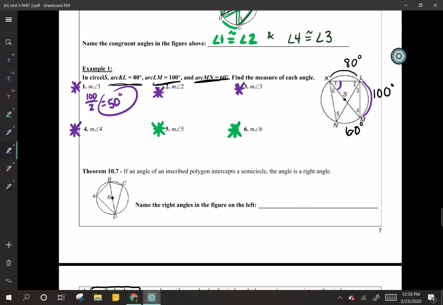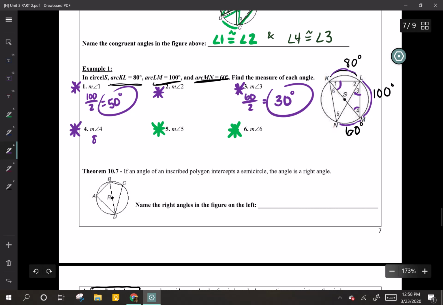For angle 3, remember I'm skipping angle 2 for now. Angle 3 is over here, intercepts arc MN, which is 60, so I just do 60 divided by 2 to give me 30. Angle 4, that's over here, intercepts arc KL over here, so I just do 80 divided by 2 to give me 40. So, 3 quick division problems.